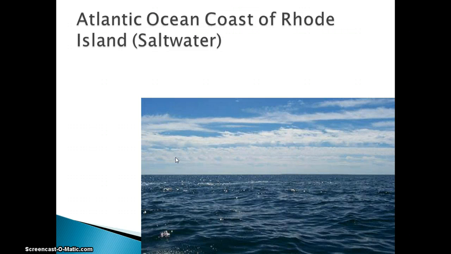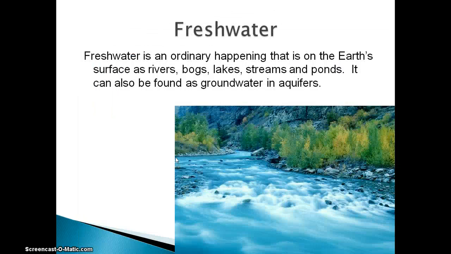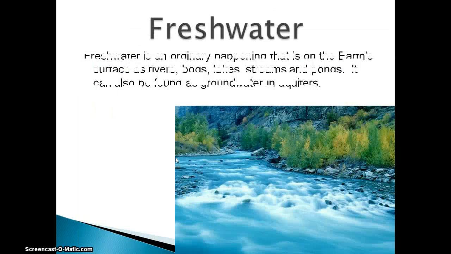So the Atlantic Ocean, this is the coast of Rhode Island, which is also saltwater, and at a typical salinity, it freezes at about -2 degrees Celsius, which is 28.4 degrees Fahrenheit. And the Antarctic glacier is the coldest stream ever found and measured at -2.6 centimeters.